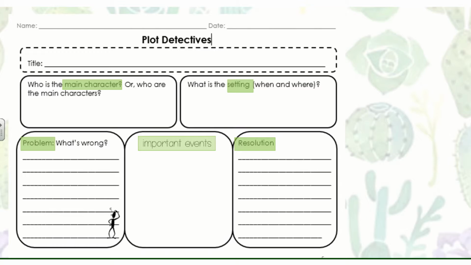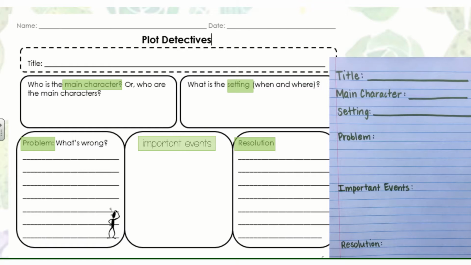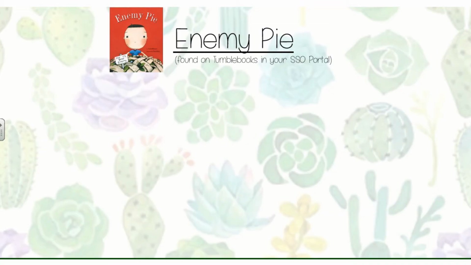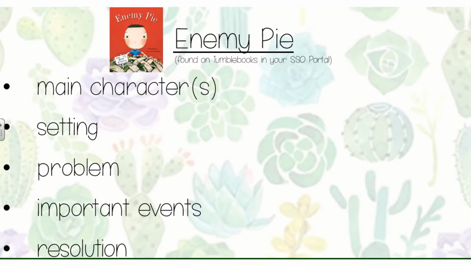So this is the sheet we're going to be working on this week. It's called Plot Detectives. Yes, we've seen this before, and you should know how to complete it, but in case you forgot, I'm going to walk it through with you. So you can either print out the Plot Detective sheet, or you can create your own Plot Detective sheet by using notebook paper. So we're going to relook at Enemy Pie.